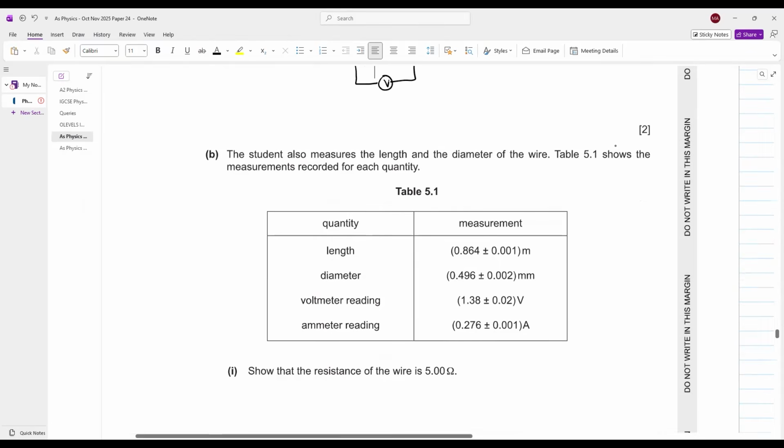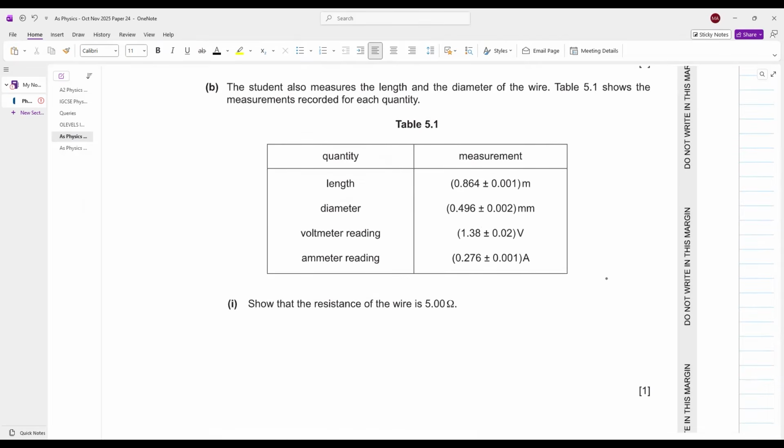Okay. The student measures the length and diameter of the wire. Table 5.1 shows the measurements recorded for each quantity. अच्छा जी. Show that the resistance of the wire is 5 ohms. How will you calculate resistance? Resistance is equal to voltage over current. Voltage की वैल्यू क्या है बेटा? 1.38. करंट की वैल्यू क्या है? 0.276.